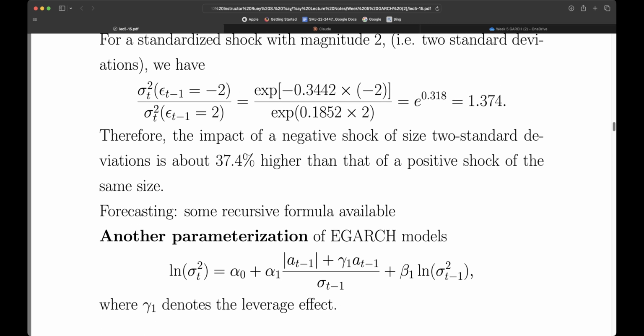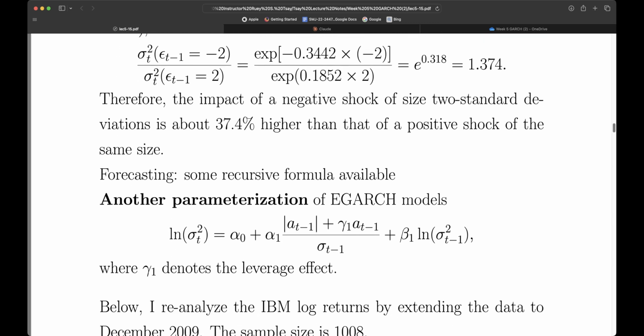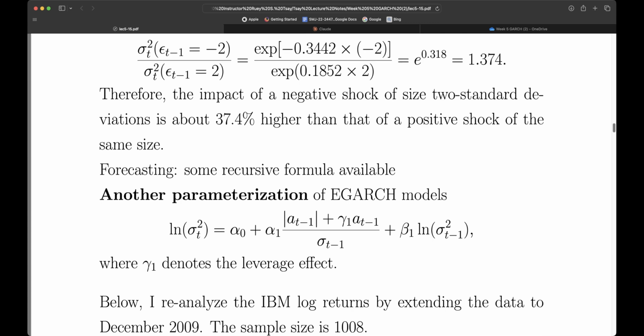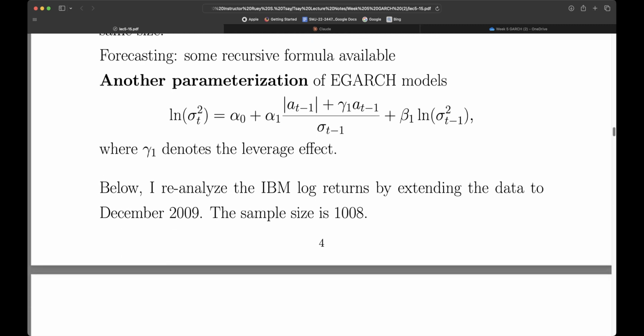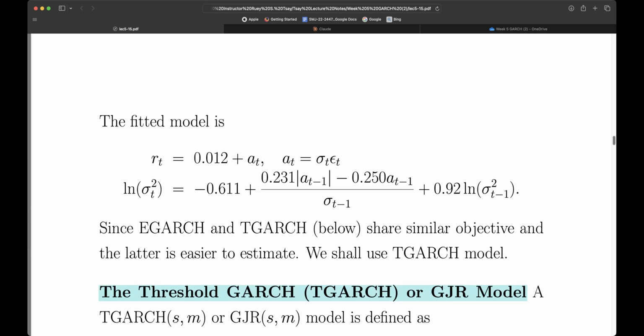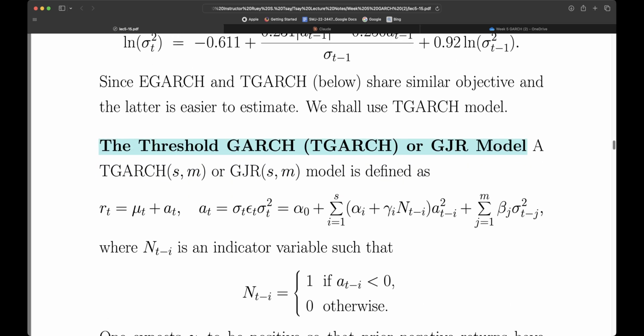Another parameterization of the GARCH model could possibly be this way, where now gamma 1 denotes the leverage effect. Okay. Now we can reanalyze IBM log returns in this way, right? And then we have the threshold GARCH or T-GARCH or GJR-GARCH model. This is another very popular one. Actually, one of my favorite. My favorite model is actually GJR-GARCH.